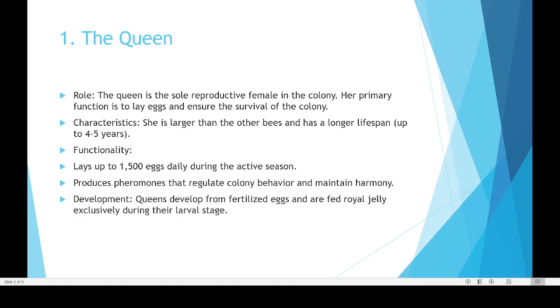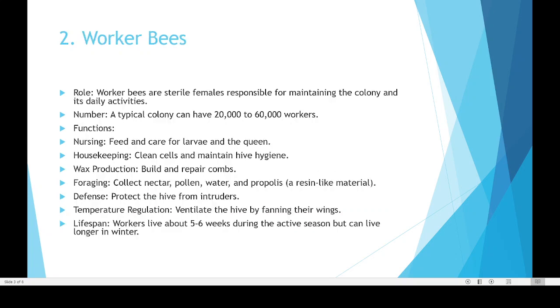Then regarding their development, queen develops from fertilized eggs. There are two types of eggs produced. One is fertilized by sperm from the male, the other is not fertilized by sperm from the male. Those that are fertilized develop into the queen and are fed royal jelly. Royal jelly is a special type of nutrient-rich food given by the workers to the developing queen. So this is an idea regarding the nature of the queen, its main function, and how queens are developed.